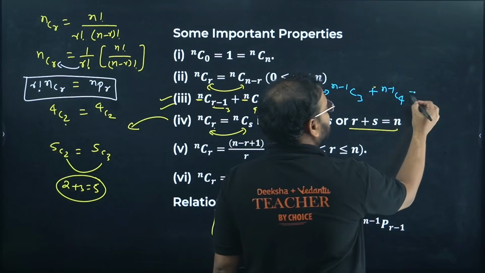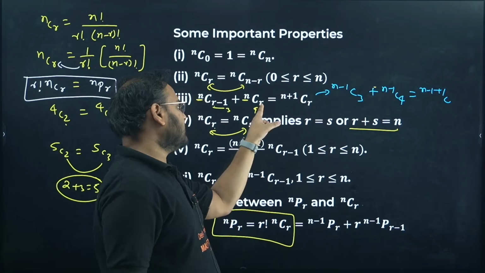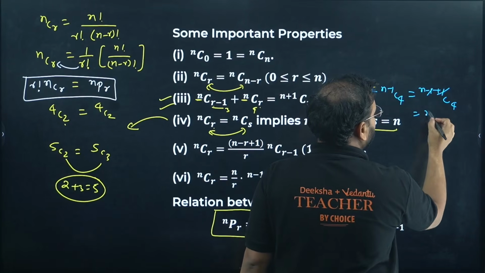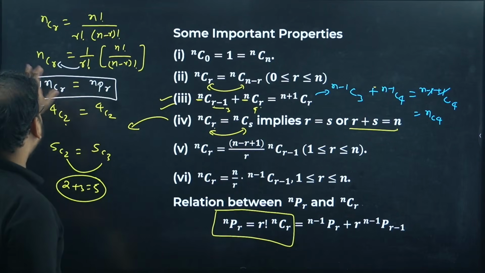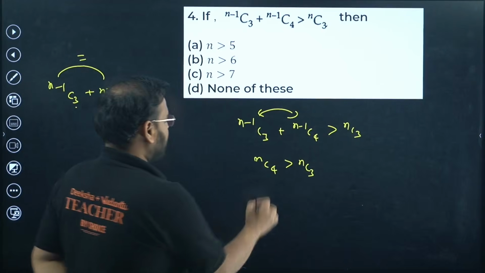So basically this becomes n minus 1 plus 1 C r, and r is 4 over here. So my answer comes as, this is cancelled, NC4. NC4, that's what I wrote over there. Please check. Yes, NC4. Now you can solve this.